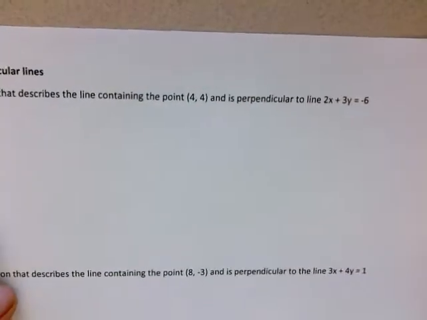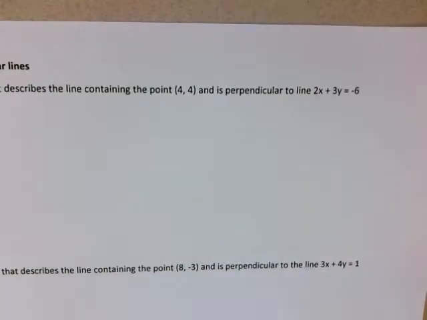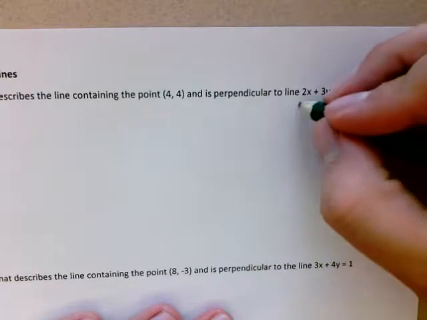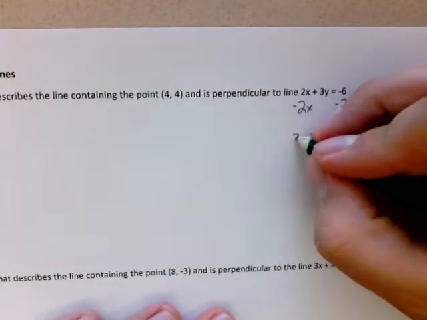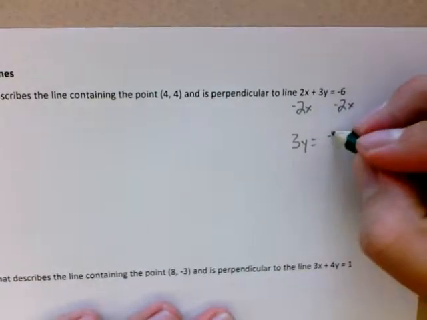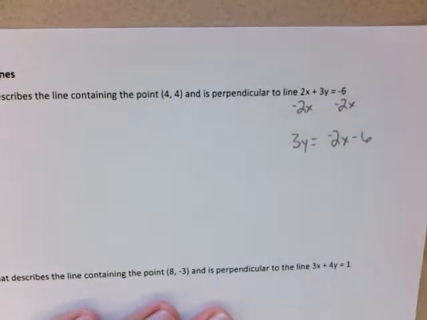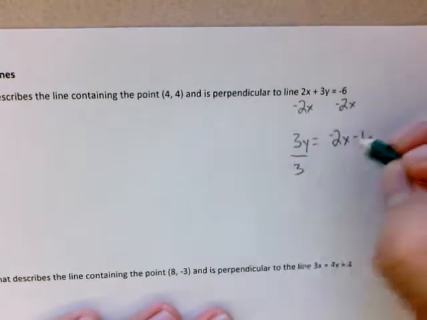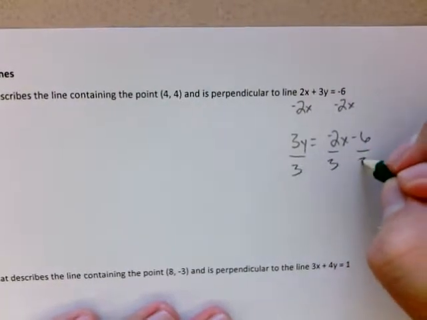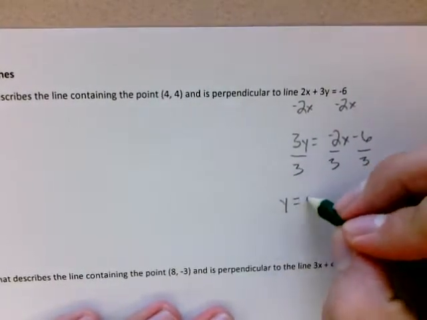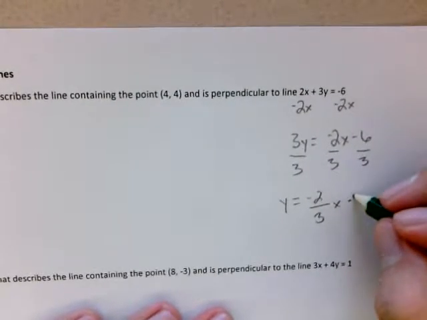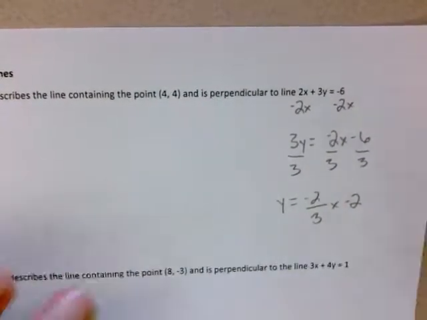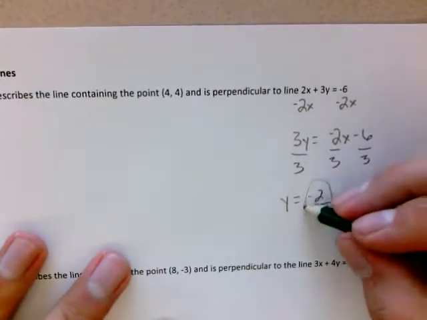So once again, we have to get this into the y equals mx plus b format because we need the slope. So first step is get rid of this 2x. Subtract 2x from both sides. We get 3y equals negative 2x minus 6. Divide by 3, divide by 3, divide by 3. Y equals negative 2/3 x minus 2. Okay? Our slope, negative 2/3.